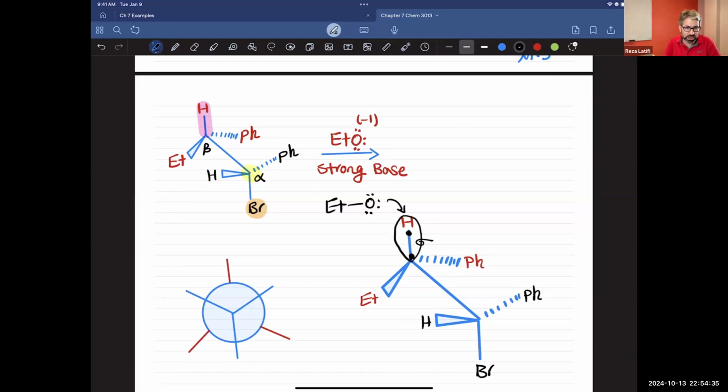And now what will happen with those 2 electrons if we take hydrogen? Those 2 electrons will now be shared with the neighbor carbon. Which carbon? The alpha carbon. Okay, alpha carbon. Now let's talk about the alpha carbon.